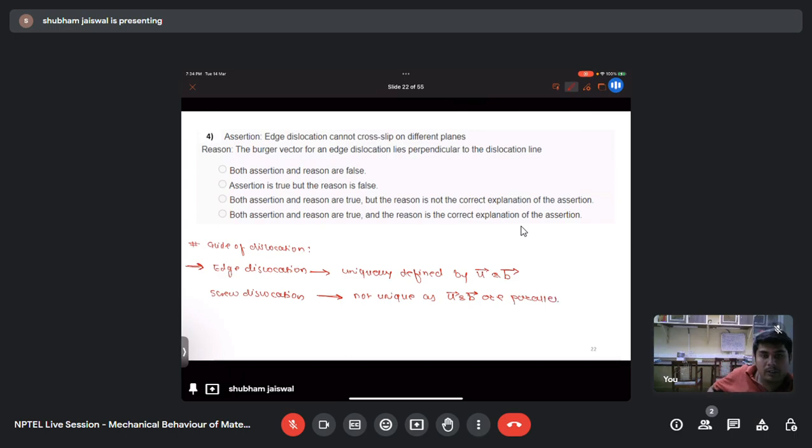So in this case, the assertion is true, and the reason given is also true. We have the option that both assertion and reason are false. So this cannot be the correct answer. Similarly, assertion is true but the reason is false. This is also not correct. Both assertion and reason are true, but the reason is not the correct explanation of the assertion. This is also wrong. Both the assertion and the reason are true, and the reason is the correct explanation of the assertion. So this is the correct one.